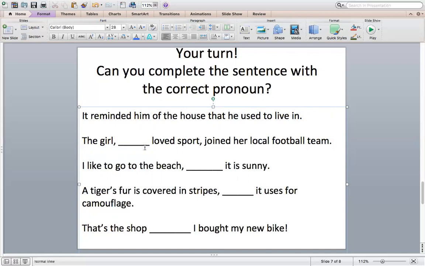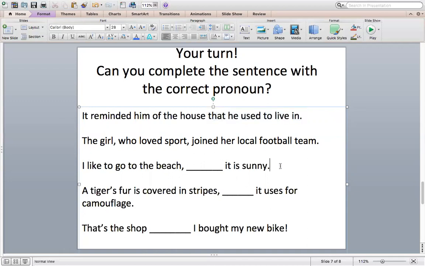The girl, blank, loves sport, joined her local football team. So this relative clause will be relating to the girl. So we need to put who. The girl who loves sport joined her local football team. And you can see we've got it punctuated. This is an embedded relative clause. This was essential, okay? It reminded him of the house. We needed this part of the sentence for the whole sentence to make sense.